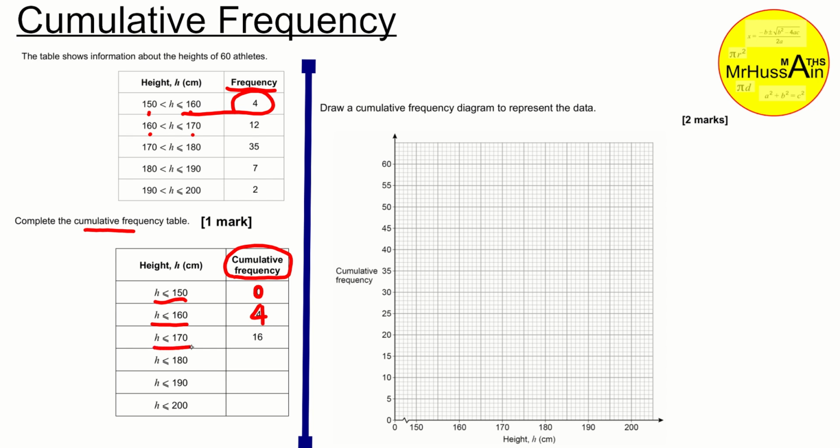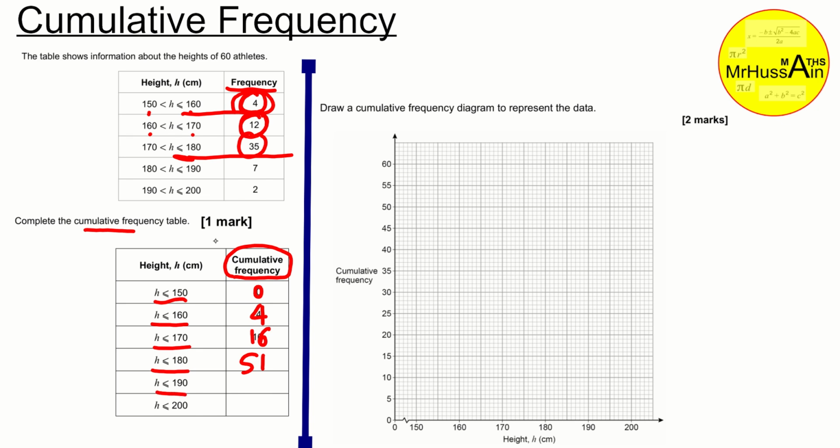Then they want the total up to 170. So the total up to 170 must be the 4 plus the 12, which is 16. Remember, cumulative frequency is a running total. Then they want up to 180. So the 180 is up to here, and that total must be 4 plus 12 plus 35, which is 51.